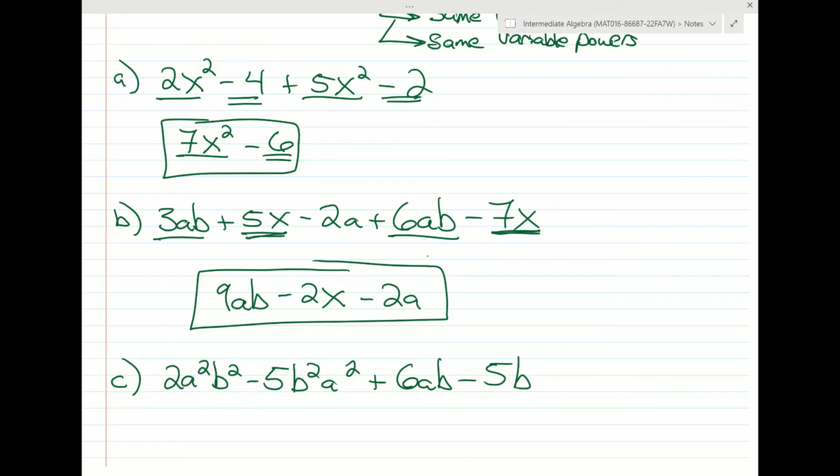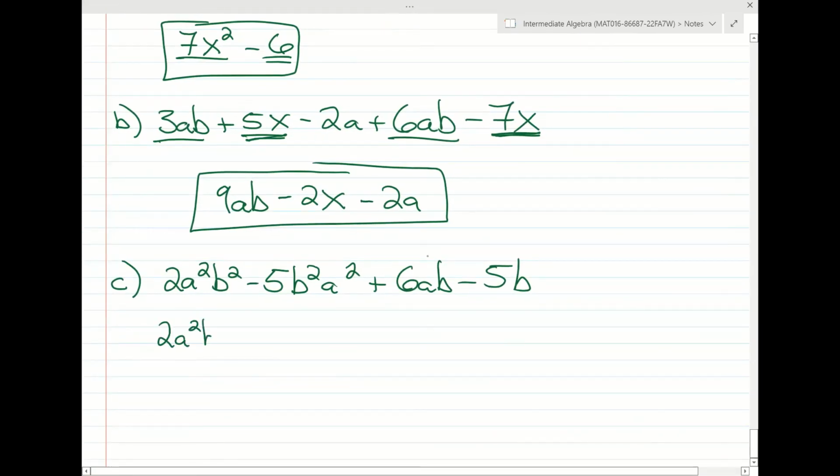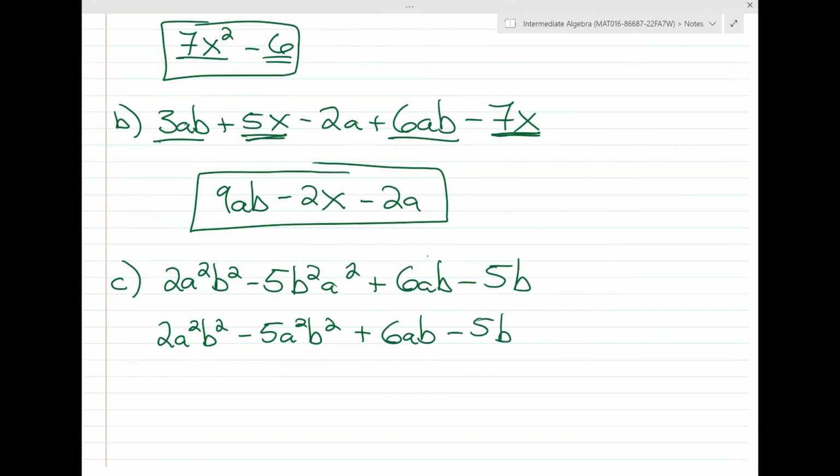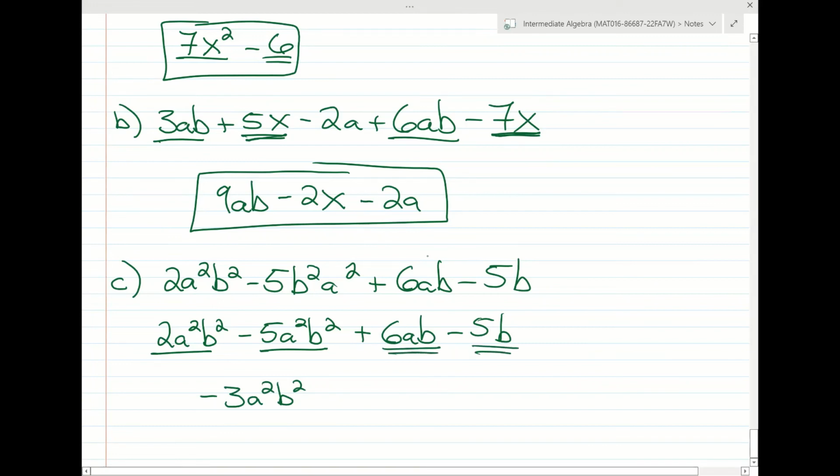For a problem like this, you see how this is a squared and b squared, this is b squared and a squared. In math, it doesn't matter the order when you're multiplying, so we can just write this a squared and b squared. So this turns into 2a squared b squared minus 5a squared b squared plus 6ab minus 5b. These have the same letters and the same letter powers. I'm going to combine those. This doesn't have anything else with it. An ab needs an ab, a regular b just needs a regular b. So I'm just going to write 6ab minus 5b here.